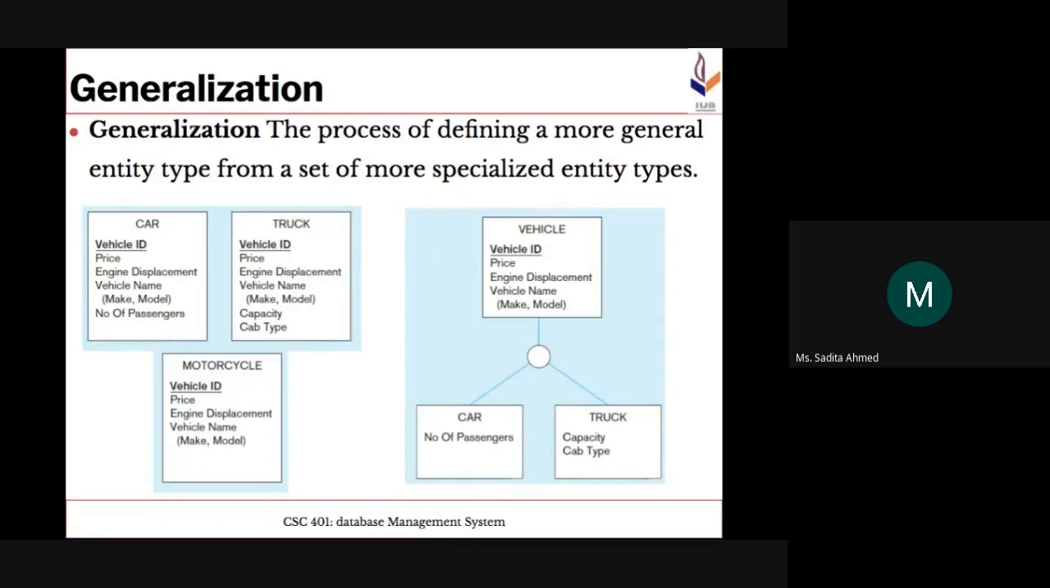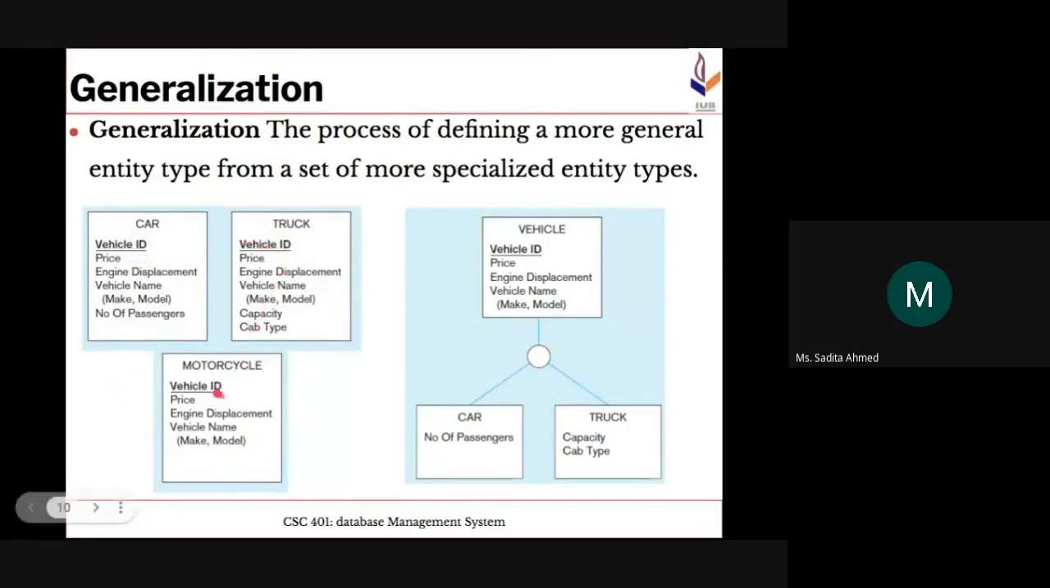So what we will do, since we already have three entities, car, truck, motorcycle, from these three entities, the process of generalization, what it tells us is just take the common attributes out. In generalization, we take the common attributes and create a generic entity type. Here we don't have any generic entity type, right?